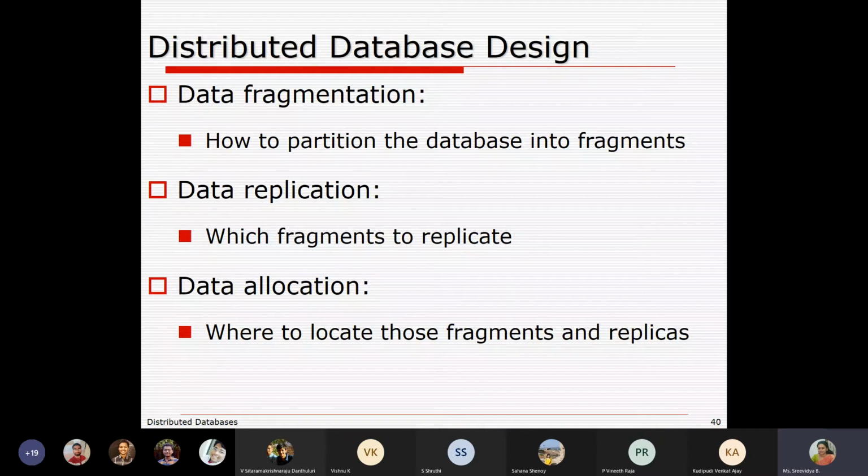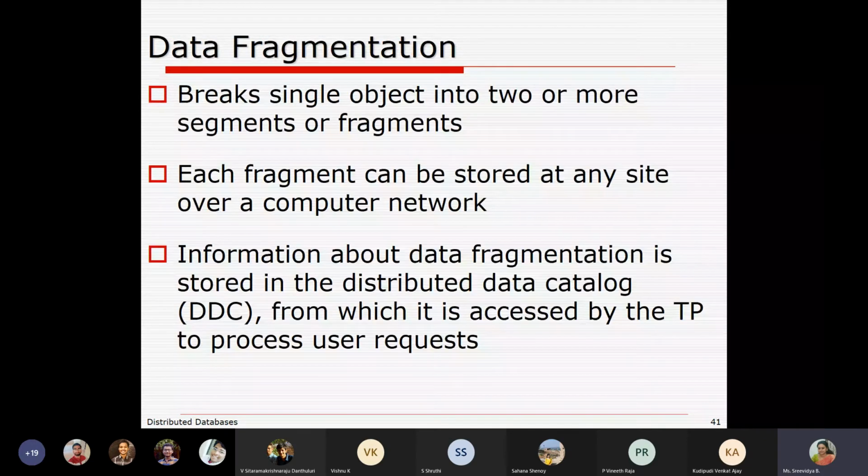You need to understand how many sites there are, what the tables are, where I will keep them, whether I should go for replication, and whether I should go for fragmentation. These questions you have to answer, and only then can you start the project. So that we will come across. Just quickly, we are mentioning what fragmentation is: breaking a single object into two or more segments or fragments.